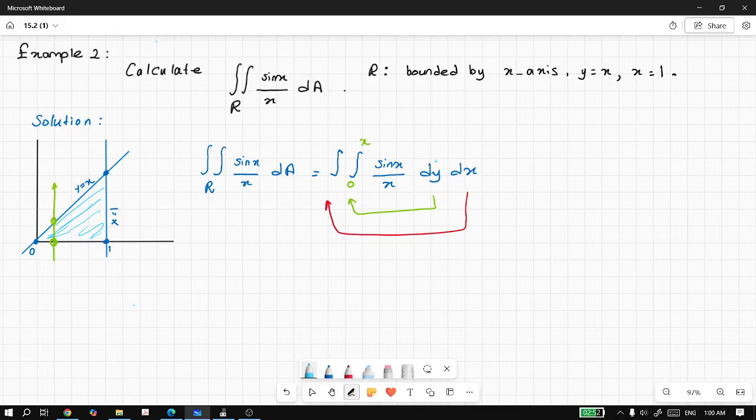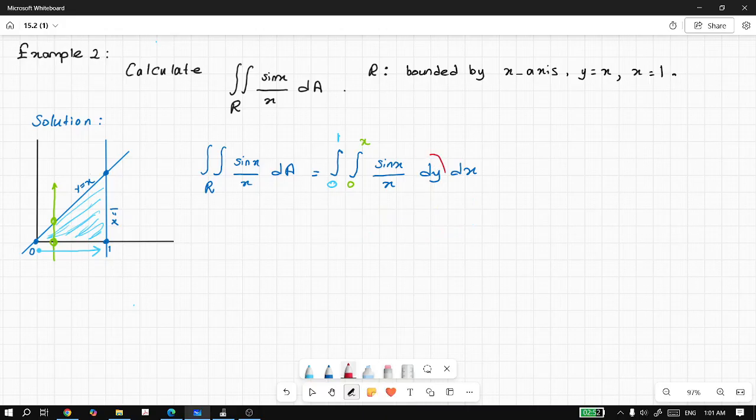For finding the limits of integration for dx, we consider the region where it starts on the x-axis and where it ends. Looking at the region, it starts from here, from 0, and it ends here. So the bounds are from 0 to 1 for the x-axis.